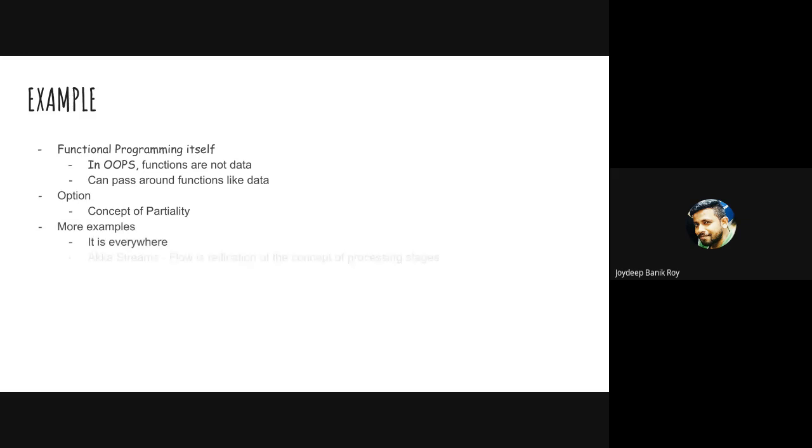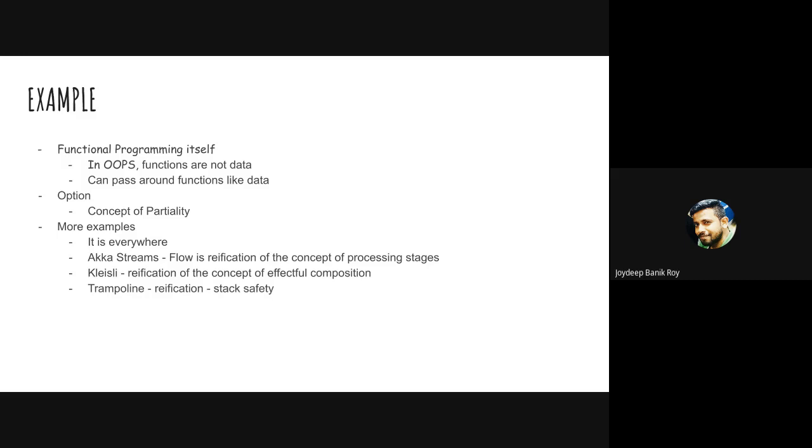There are more examples everywhere, basically. In Akka Streams, you have Flow, which is the reification of the concept of processing stages. You have processing stages, which are reified as the different flows that you have, and within that you'll have those forks and joins. The data is totally separate from it, but the concept is reified in a flow. Kleisli is something which reifies the concept of effectful composition. We'll not get into this right now because there is a video for this on our knowledge transfer page.